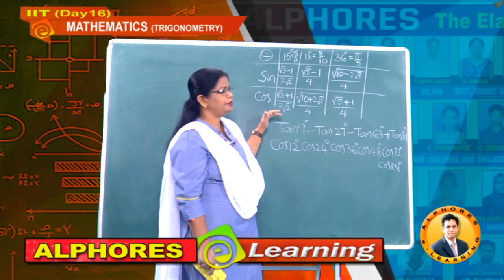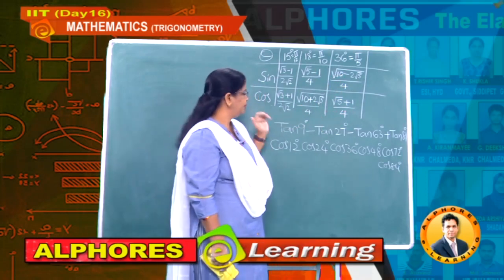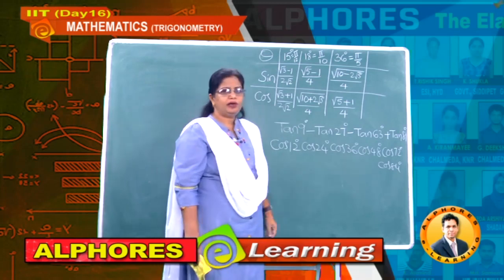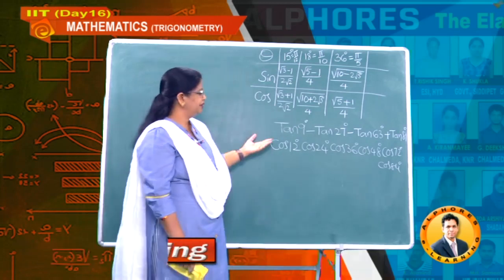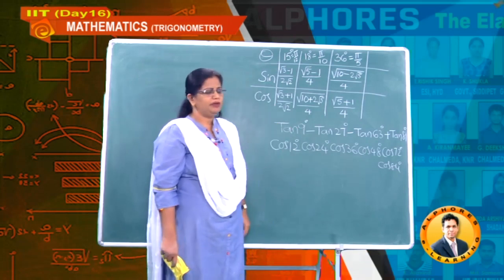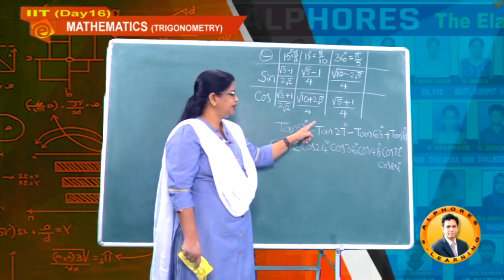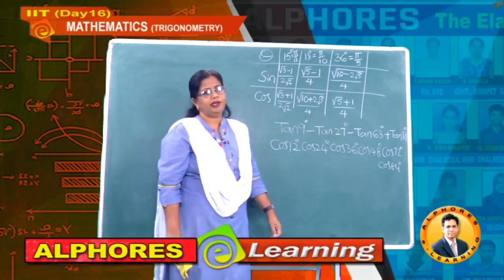So students, we have proved all these results till just now, and basing on this, this is how they can ask problems, and these problems are again previous JEE problems. Tan 9 degrees, tan 27, tan 63, tan 81.